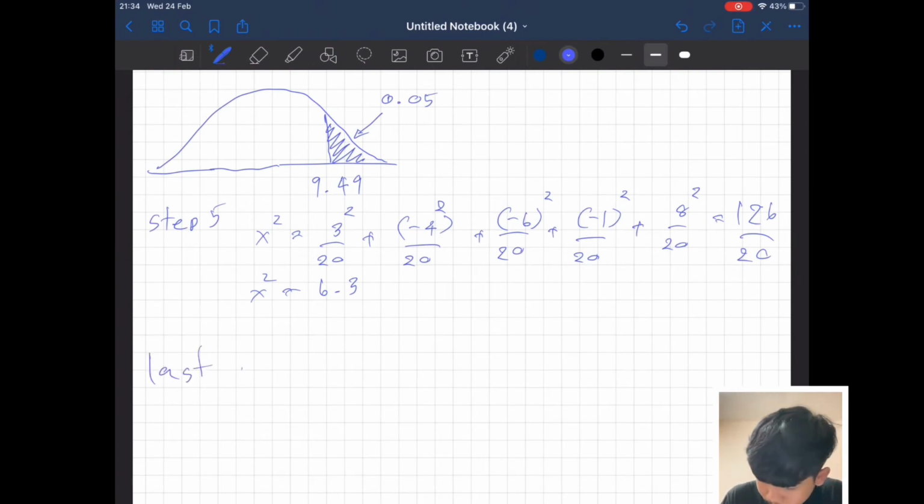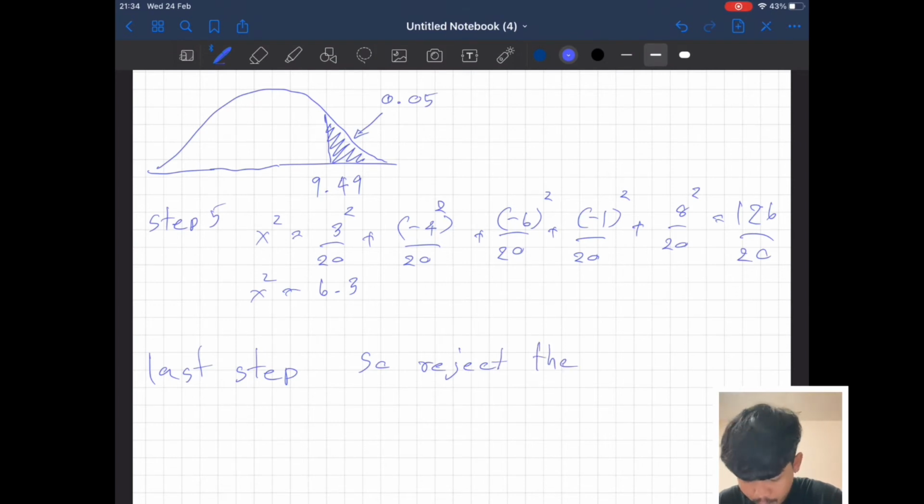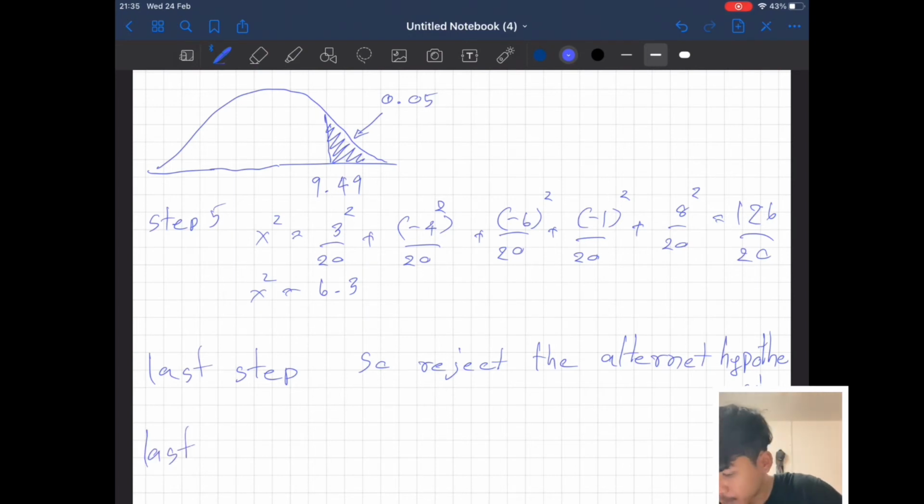Last step, we check the alternative hypothesis. Okay, thank you.